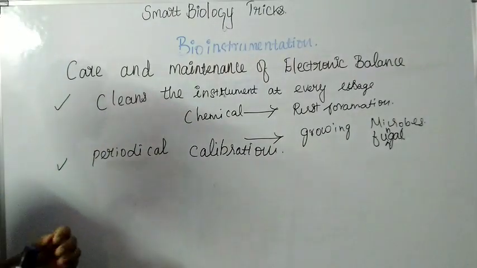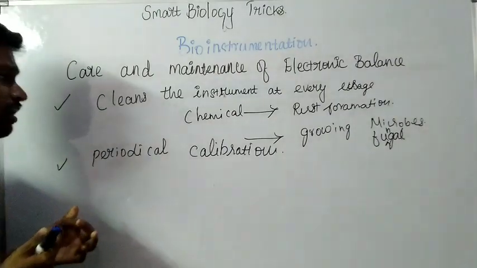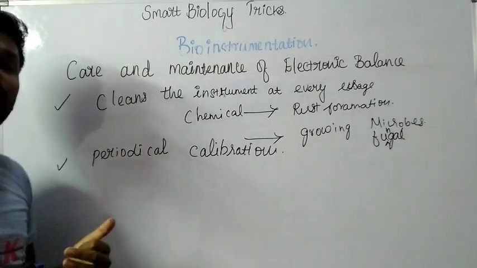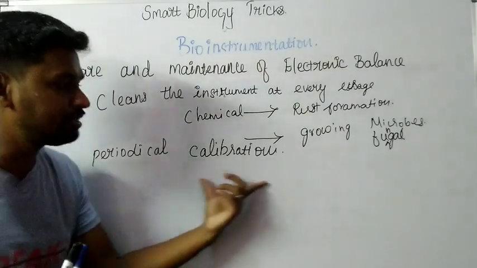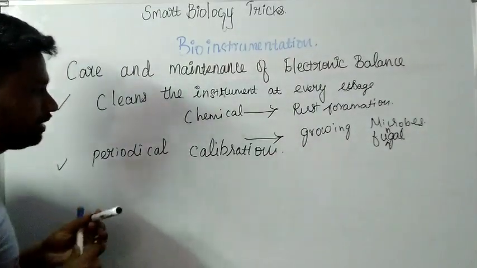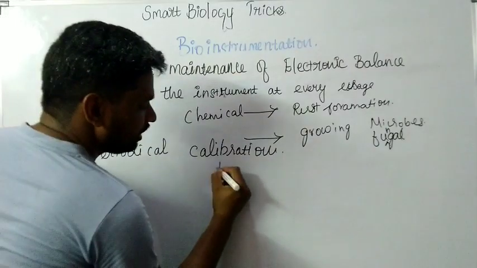But in most modern instruments, the calibration device is inbuilt, so you don't need to do calibration. But in the olden days, older types of instrument require periodical calibration, especially twice a year.